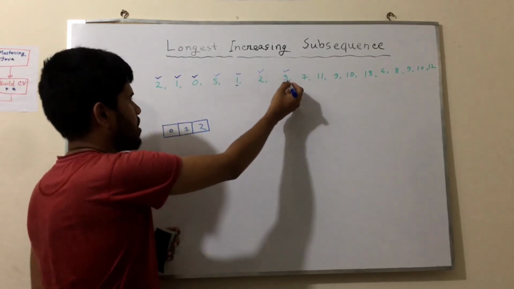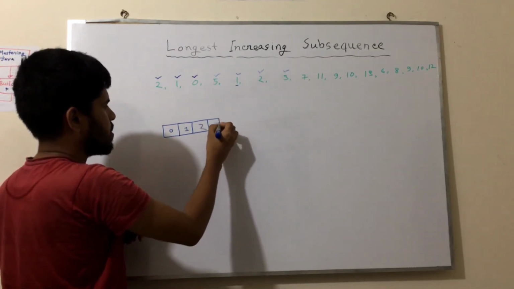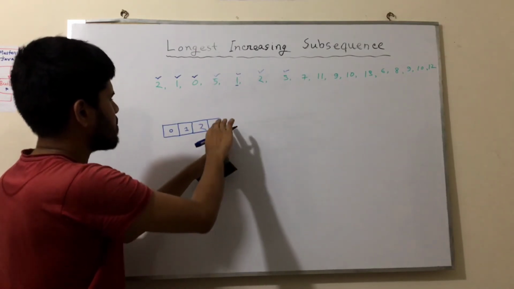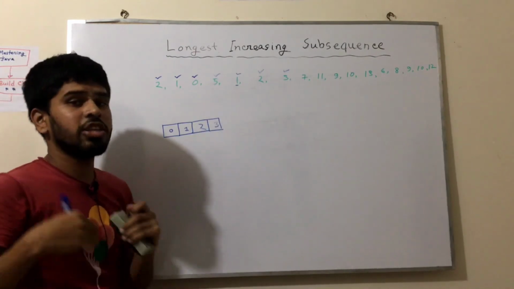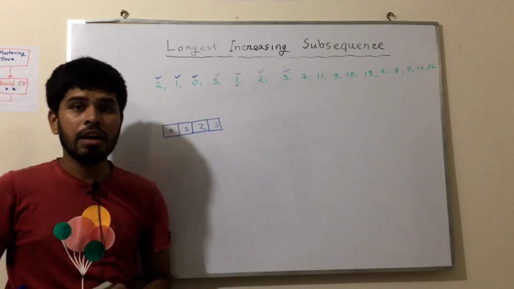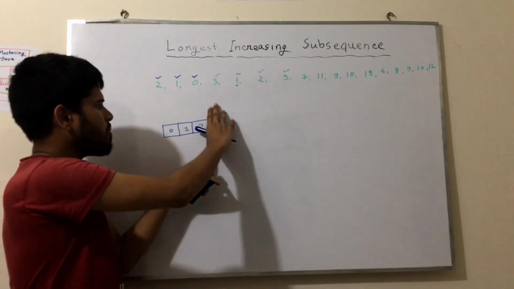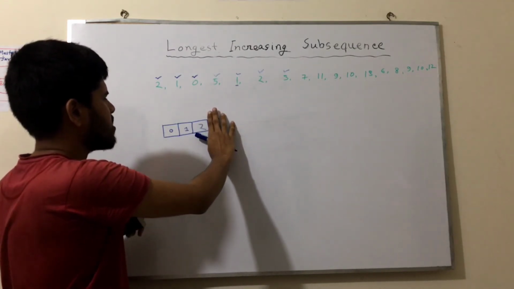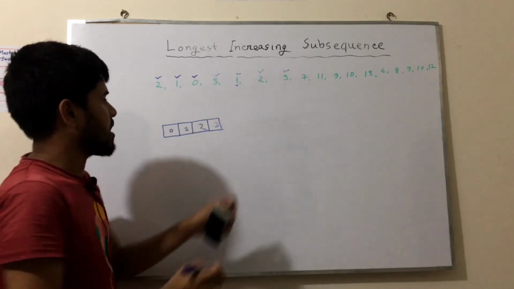Now 3 is greater than 2, so we can add it here. It means that on the left of 3 we have at least 3 elements which are less than 3 and maintaining the relative order. Since every single element maintains the relative order, on the left of 3 all the elements will maintain the relative order. Okay, now let's move to the next.